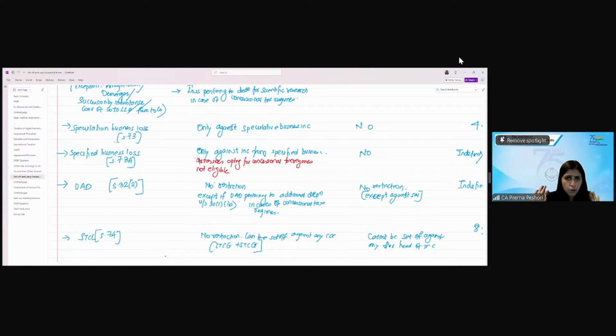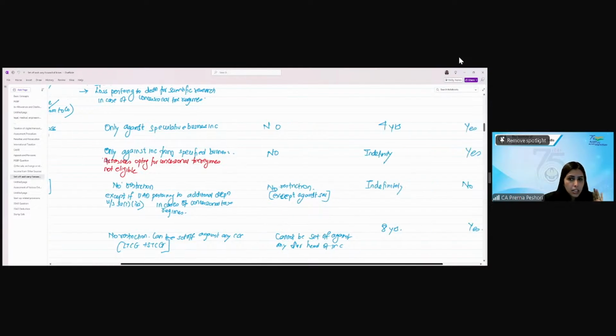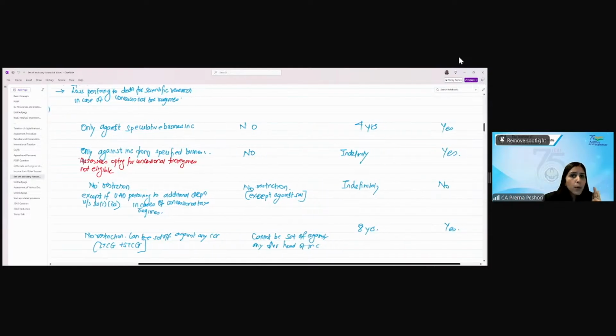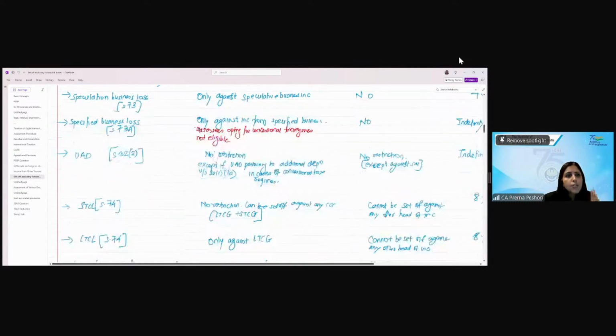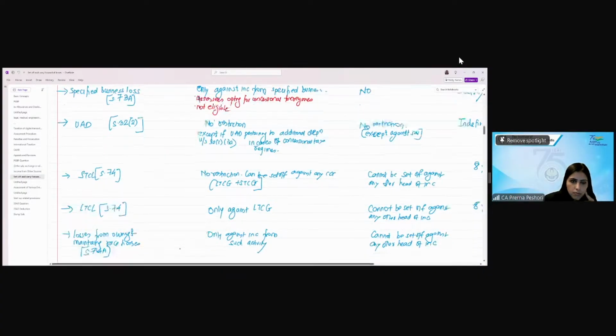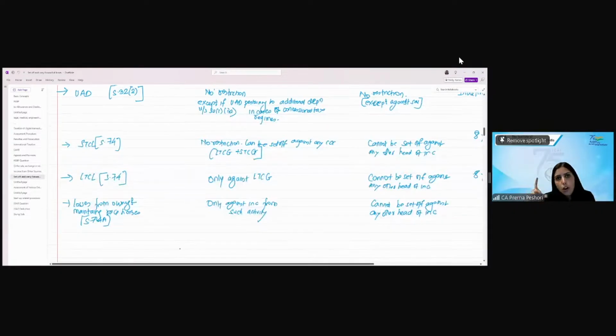We brought forward unabsorbed depreciation. You can also set it off against any other head of income except salary. This also can be carried forward indefinitely, and for this there is no requirement that you should have filed the return of income on time. So filing is not mandatory, because unabsorbed depreciation is deemed to be taken as normal depreciation. Correct. So what is the order of set off?